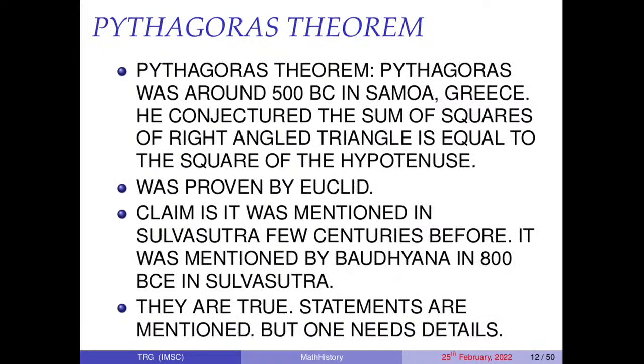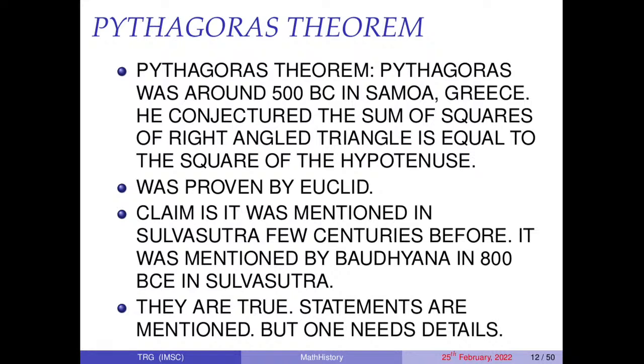So what is Pythagoras Theorem? Pythagoras was around 500 BC in Samos, Greece. He conjectured, these are all known to all the school students everywhere, that the sum of squares of the sides of a right angle triangle is equal to the square of the hypotenuse. This is a simple theorem. Okay? Now it was proven by Euclid as stated in the books, etc.